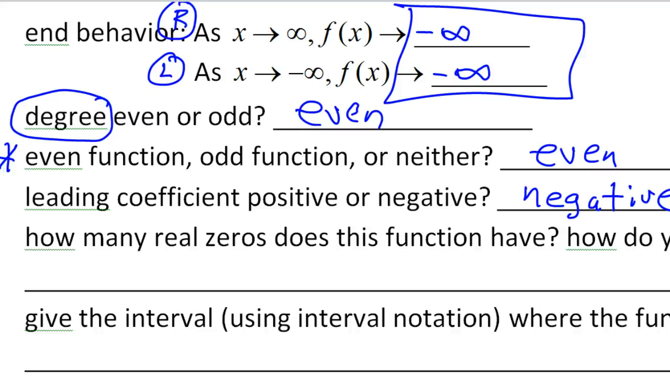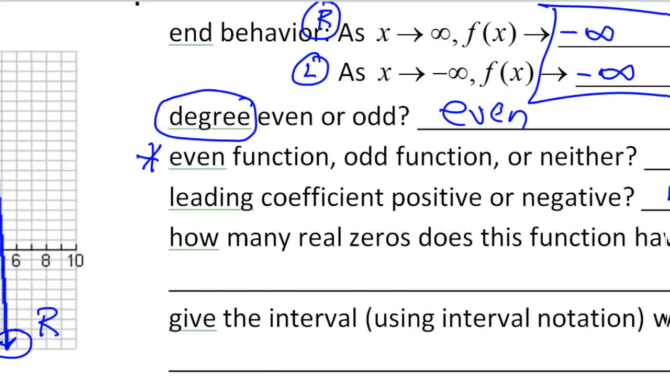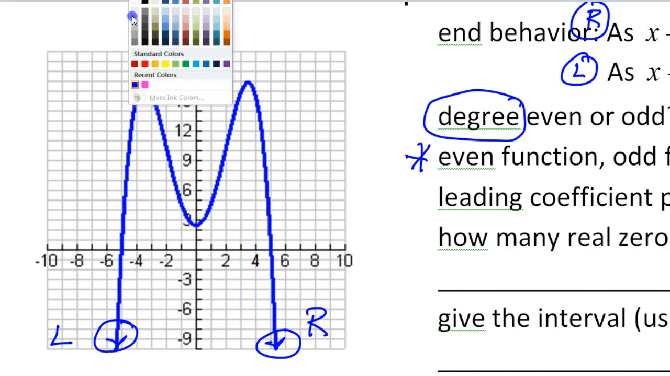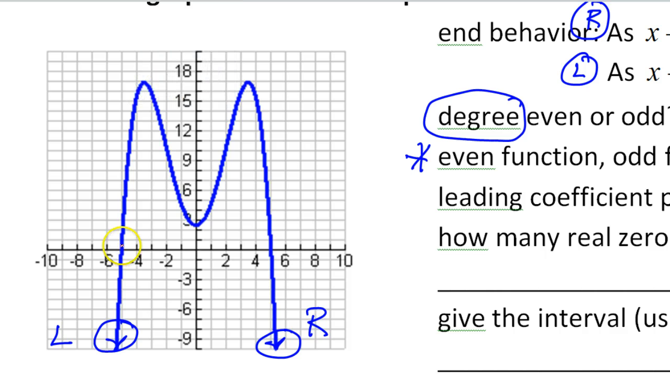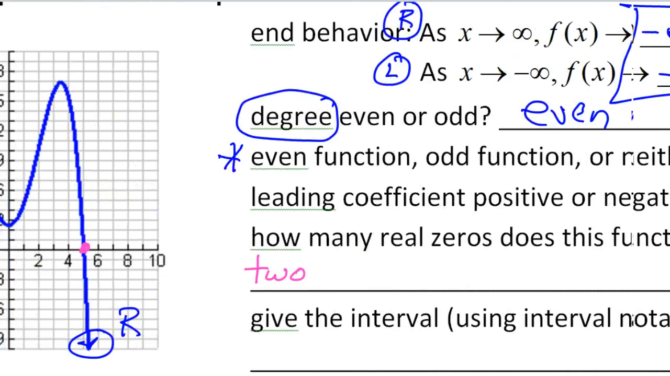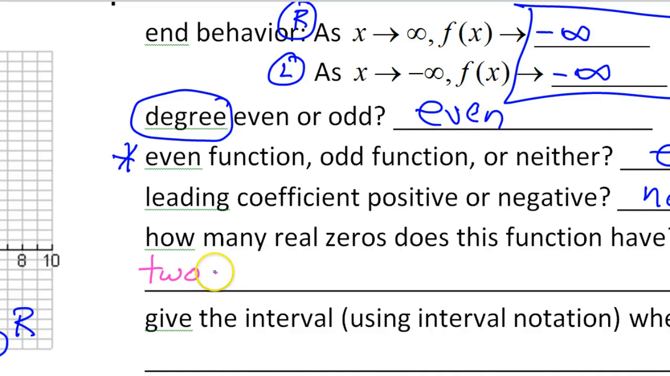How many real zeros does this function have, and how do you know? When it touches the x-axis. The real zeros are where the graph touches the x-axis. So there's a real zero here, and there's one here. So there will be two real zeros. How did you know? X-intercepts.